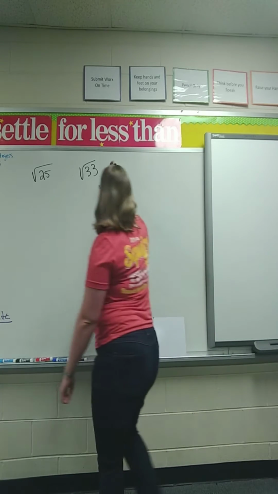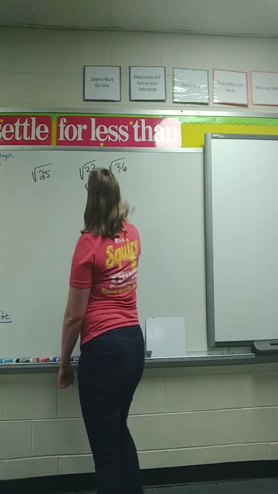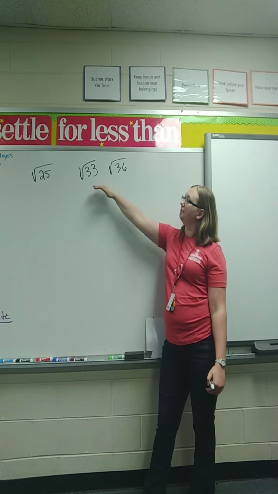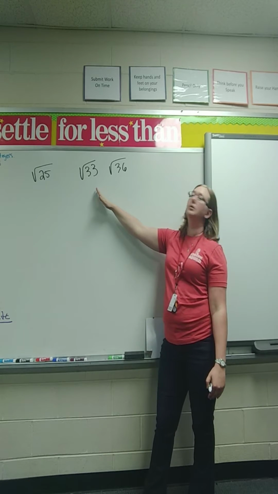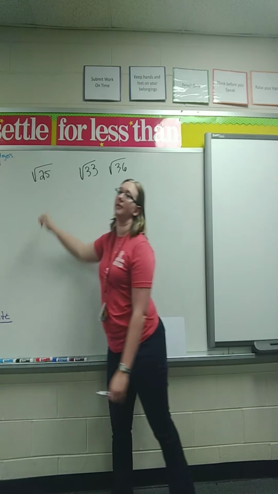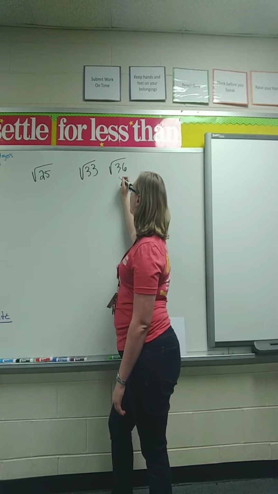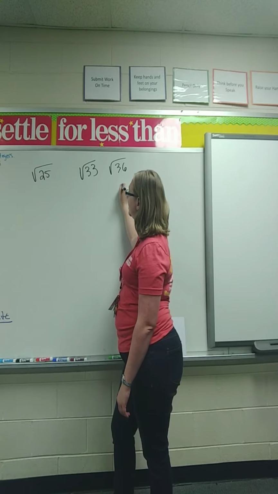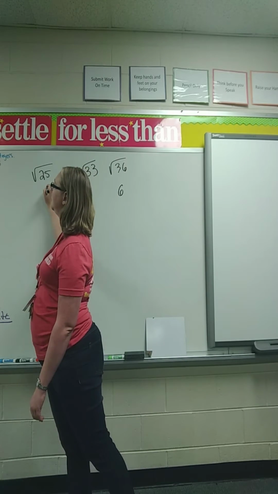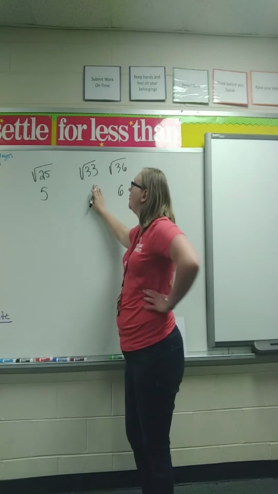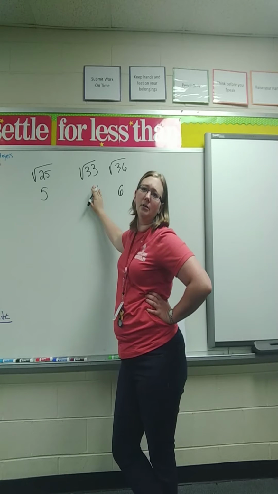Okay. Alright. Which is closer to 33? 36 or 25? 36. 36 is closer. Okay, so the square root of 36 is? 6. Square root of 25 is? 5. So the square root of 33 is going to be closer to which integer? 6.